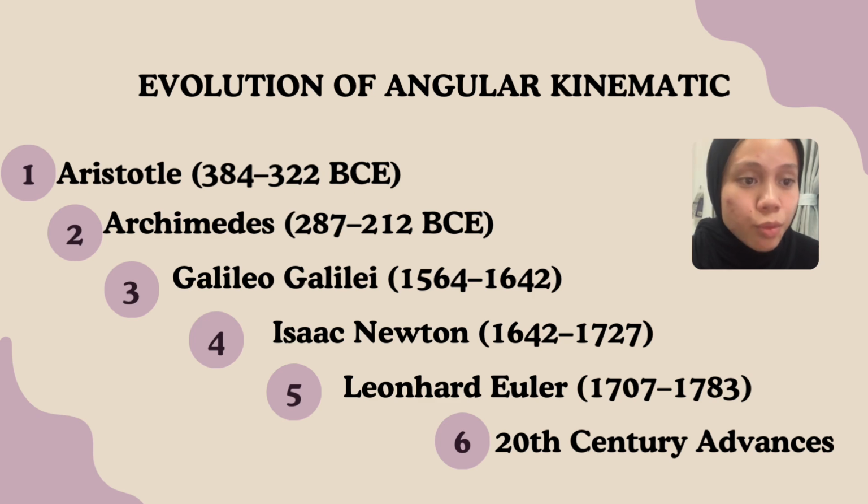There are many, which are quantum mechanics, relativity, and computational mechanics. Quantum mechanics introduced the concept of spin at the atomic level. Relativity provides insight into rotational motion at high speed and in strong gravity. Computational mechanics enables detailed simulation of complex rotational systems.